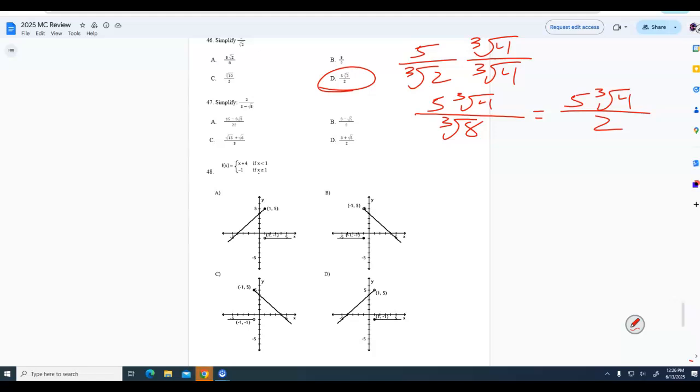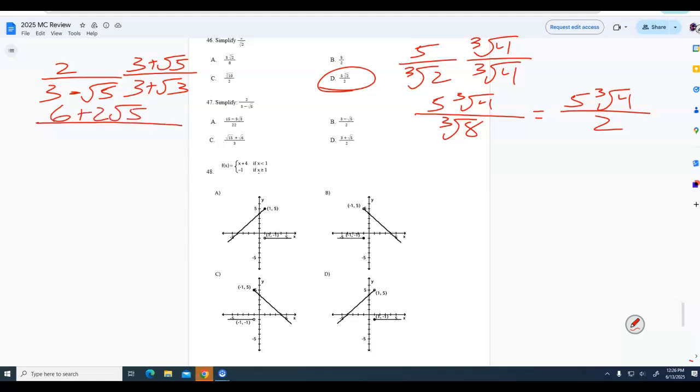For number 47, anytime we have a radical in the denominator as an expression with addition and subtraction, you have to multiply by the conjugate. 3 plus root 5, 3 plus root 5. It's always the denominator with the opposite sign. 6 plus 2 root 5 over 9. Oops, I'm sorry. 3 root 5. Here we go. 9 plus 3 root 5 minus 3 root 5 minus 5. The square root of 5 times square root of 5 is 5. The middle terms cancel, and we're left with 6 plus 2 root 5 over 4.